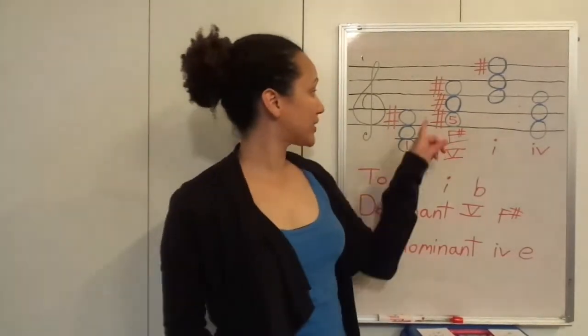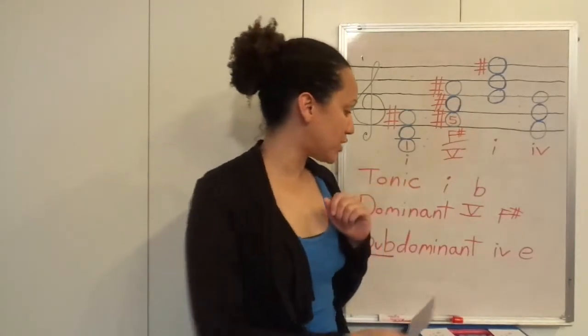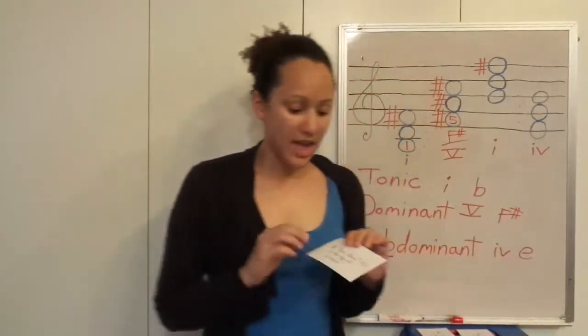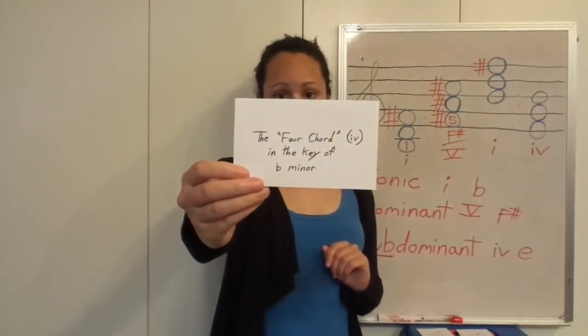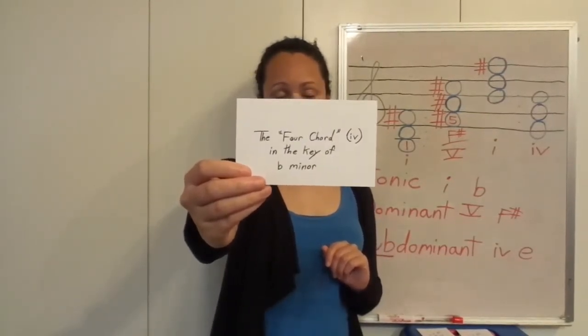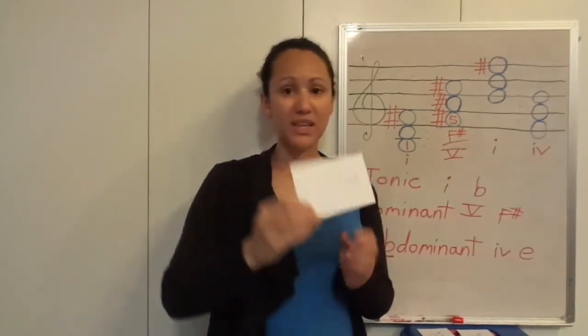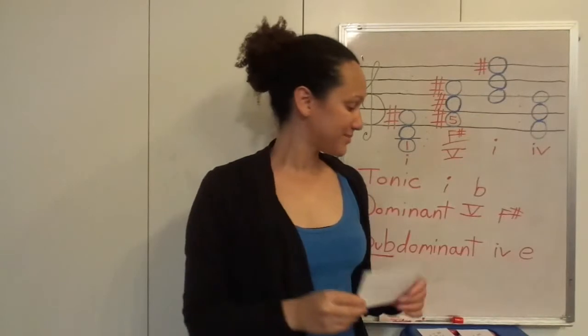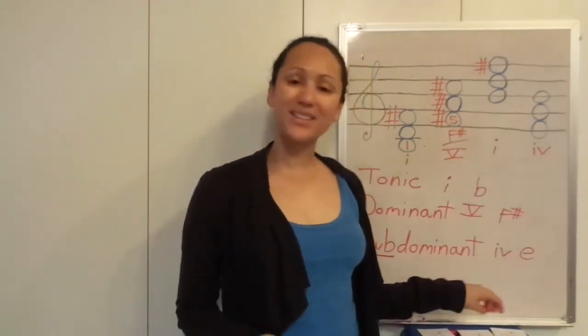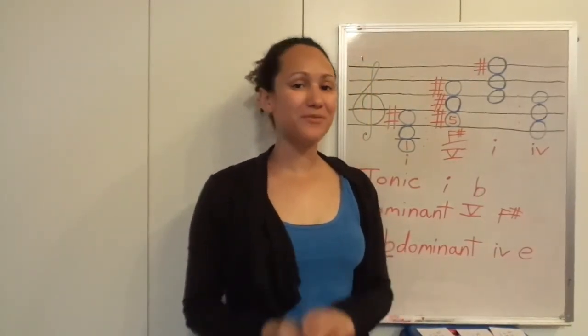That's a complicated chord because it's now got all 3 notes sharped. And then the 4 chord, iv lowercase for minor, the 4 chord in the key of B minor, and that would be the E minor chord. Add those to your practice pile and practice them as much as you can until they become very easy.